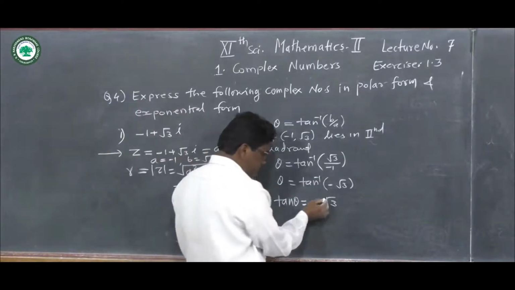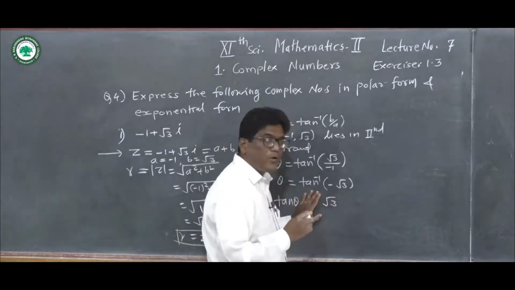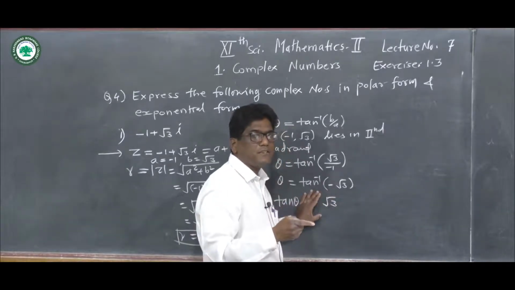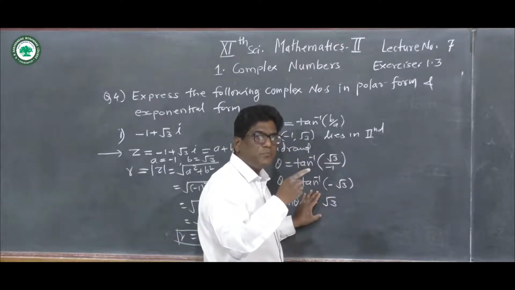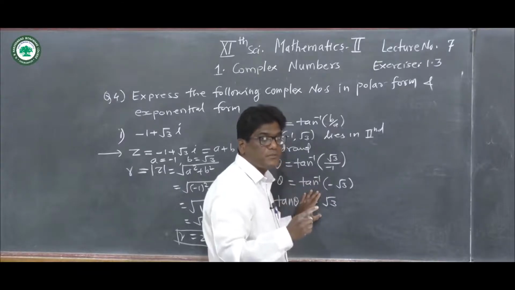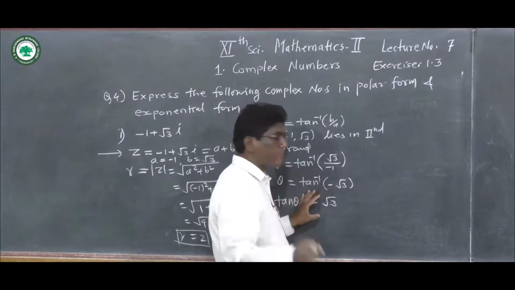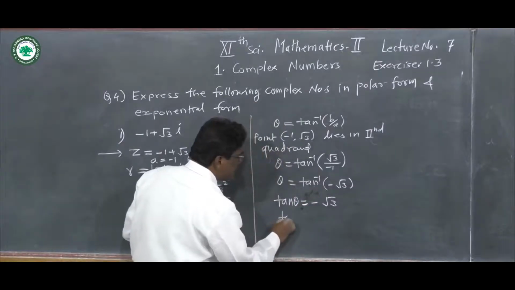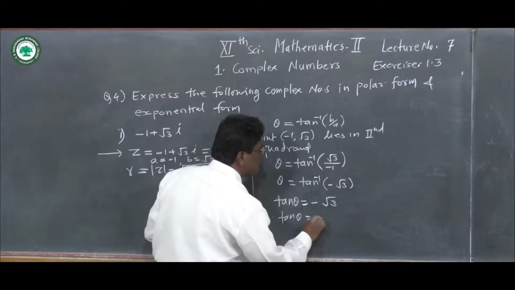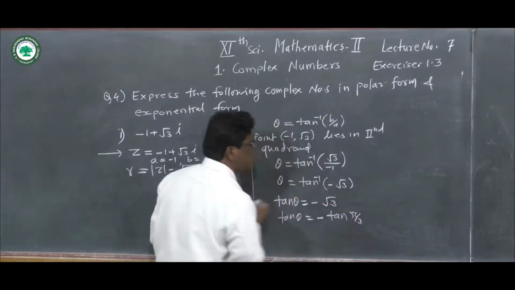Now forget this minus sign. Root 3 is the value of tan of which angle? Tan of 0 is 0. Tan of 30 degree, 1 upon root 3. Tan of 45 degree, 1. Tan of 60 degree, root 3. So 60 degree. 60 degree means in radian it is pi by 3. So tan theta is equal to minus tan of 60 degree, means pi by 3.